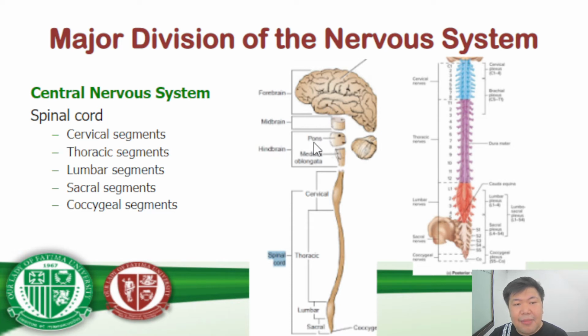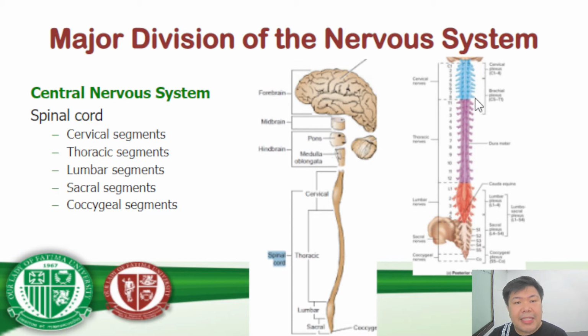And then the hindbrain has your pons, your medulla oblongata, and your cerebellum. Now, after the medulla oblongata comes your spinal cord. It is a long tissue, which is also one of the major organs of the central nervous system. And the spinal cord is also divided into several segments. Okay? So, let's take a look at this colored image on the right for better visualization.